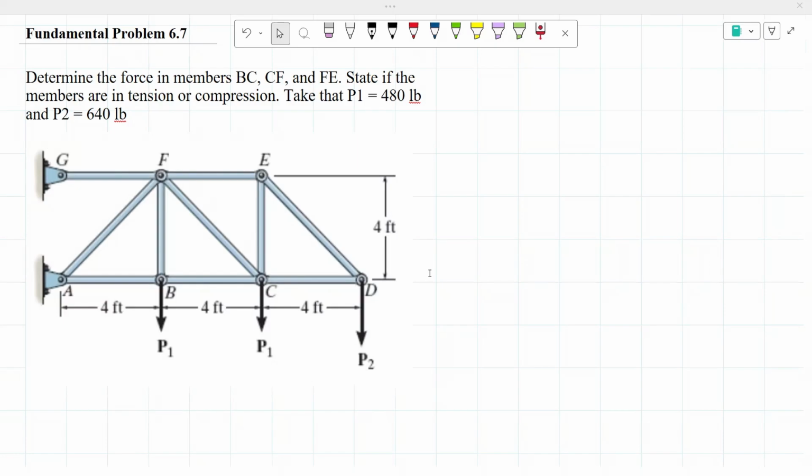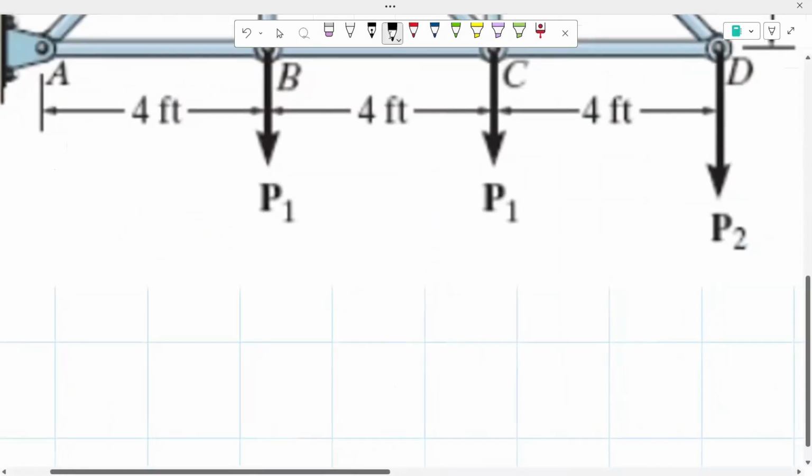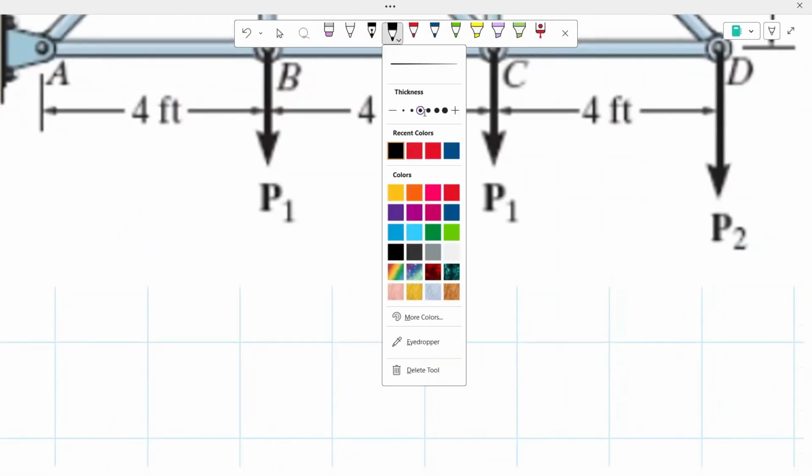Hello everyone, today we're going to be working on fundamental problem 6.7, and this problem is asking us to determine the force in members BC, CF, and FE, and to state also if the members are in tension or compression. It's given to us that P1 is equal to 480 pounds and P2 is equal to 640 pounds. So I'm going to just quickly write that on our figure.